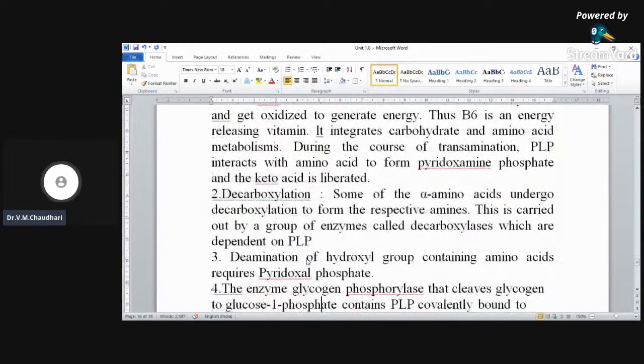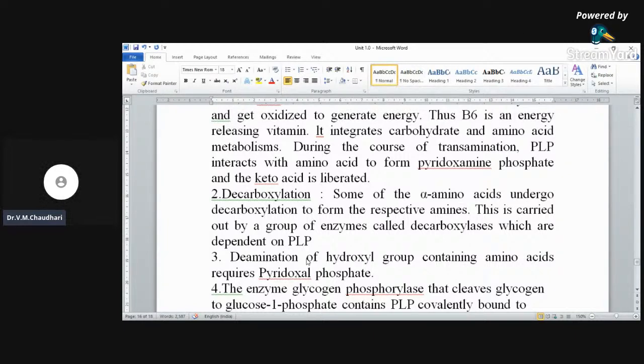Second is the decarboxylation reaction. Some of the alpha amino acids undergo decarboxylation to form the respective amines. This is carried out by a group of enzymes called decarboxylases. The decarboxylation process is carried out by decarboxylase enzymes, which depend on pyridoxal phosphate.